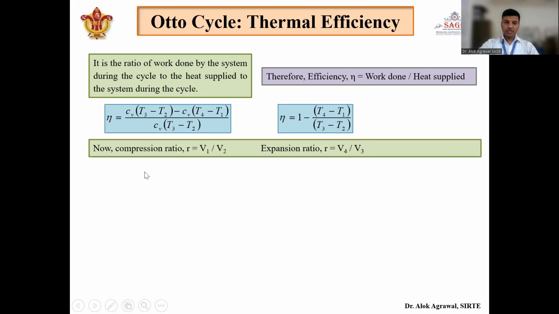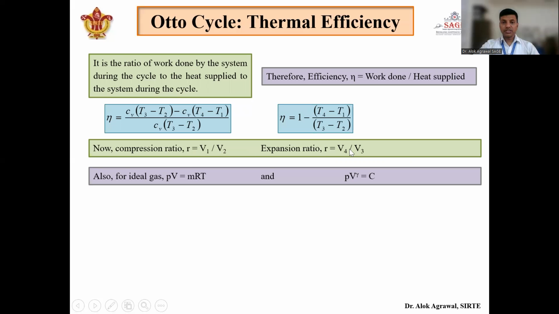Now we know that the compression ratio is V1 by V2, where V1 is the total volume of the combustion chamber when the piston is at bottom dead center, and V2 is the volume of the combustion chamber when the piston is at top dead center. Similarly, the expansion ratio can be written as V4 by V3. Both the compression ratio and expansion ratio for the Otto cycle are the same because heat is added at constant volume and rejected at constant volume. Again, we are considering our medium as a perfect gas, so the ideal gas equation is followed here. You can use the equations PV equals mRT and PV to the power gamma equals constant.